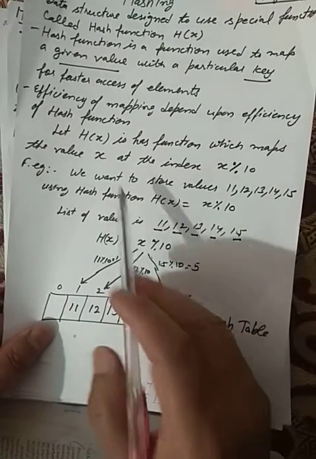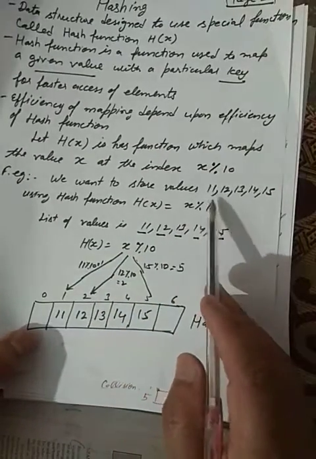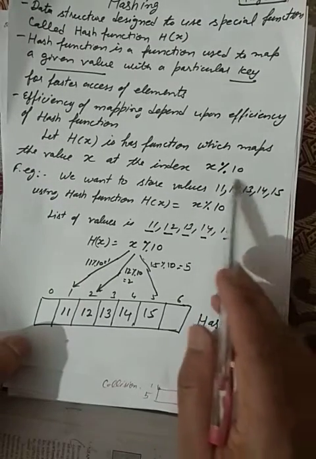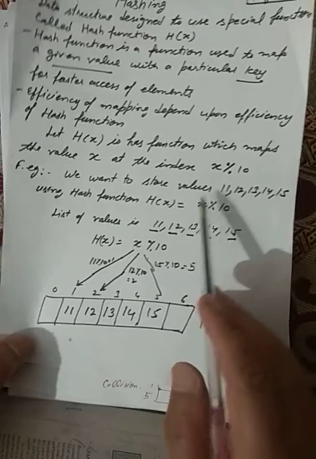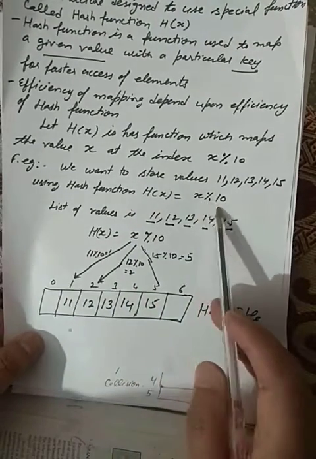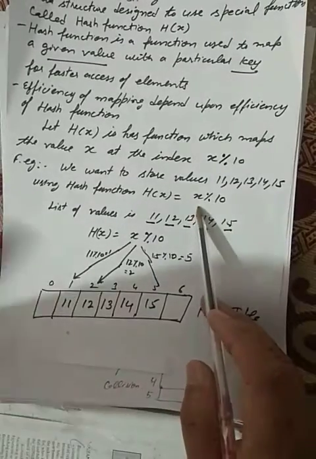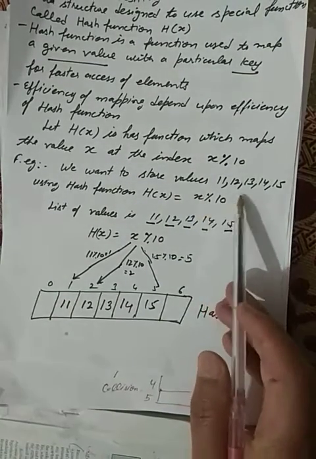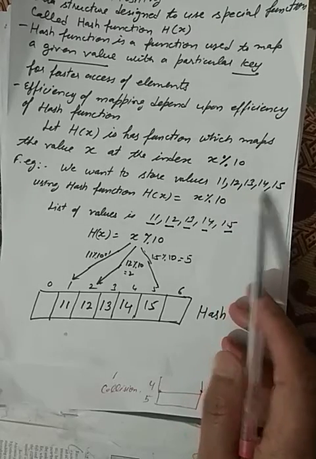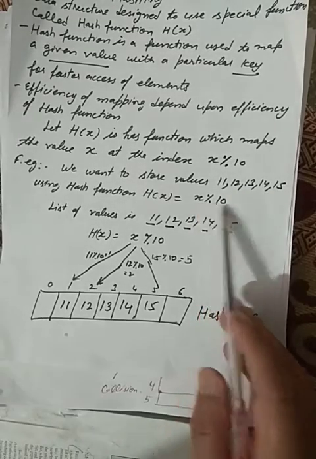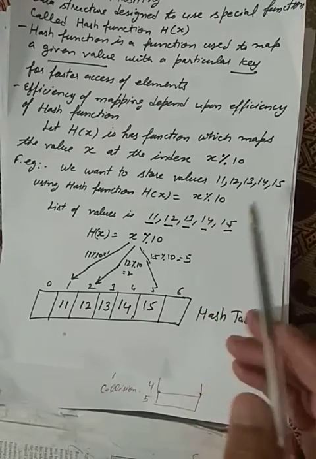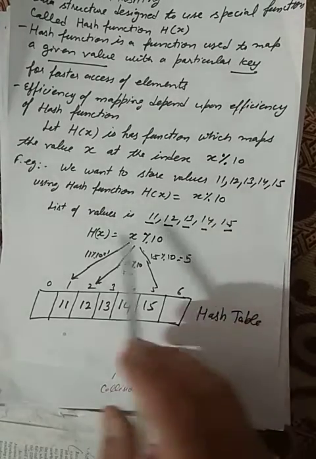For example, we want to store the values 11, 12, 13, 14, and 15. These are the data values which we want to store using this hashing technique. So we will use the hash function h(x) equal to x modulo 10. I have taken this hash function because my values are two digits. You can take any value. I will store these values at 10 memory locations.